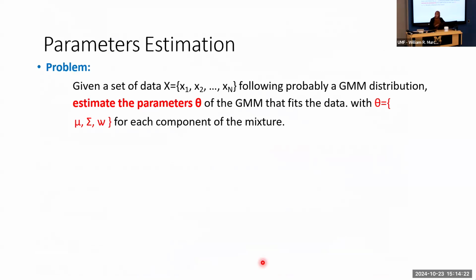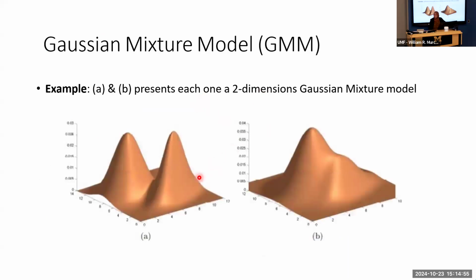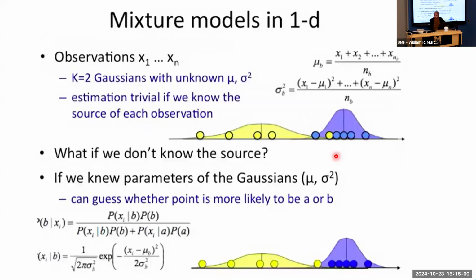Now, given your data set, you have points x1 to xn, for example, following the probability of a Gaussian mixture-like distribution. What will happen? We are going to estimate that set of parameters I have previously introduced, which is mu, sigma, and omega. For each component of the mixture, because the mixture could have multiple components, do not feel lost. This one is having 2 components, this one is having 2 components. So working with 2 components, the easiest case means we have 2 clusters.